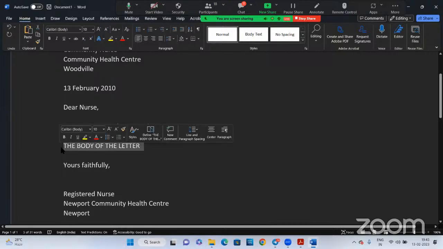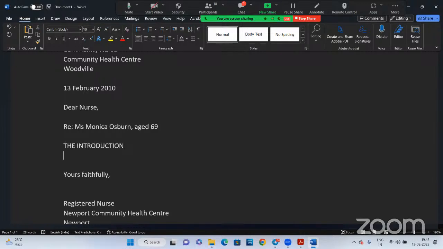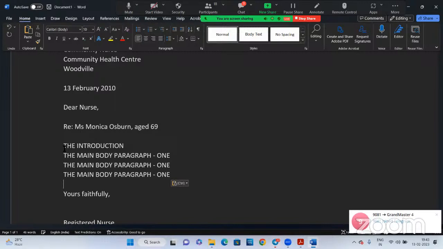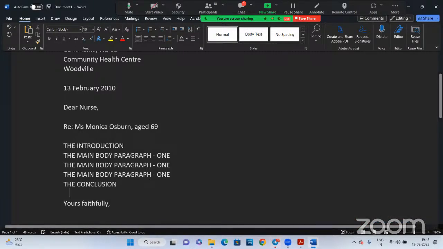Now we are going to write the body of the letter. The body of the letter will be written in 5 lines. The introduction, then the main body paragraph 1. Then next the main body paragraph 2, 3, then the conclusion. So these are the 5 paragraphs you are going to write.